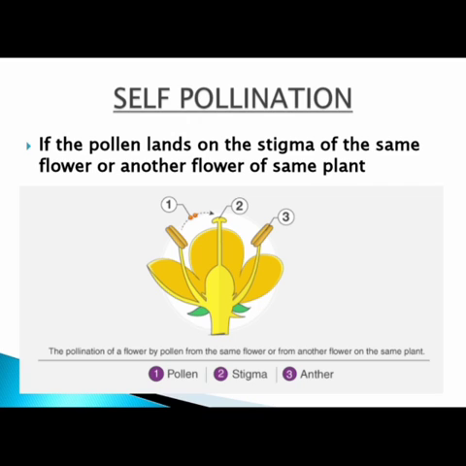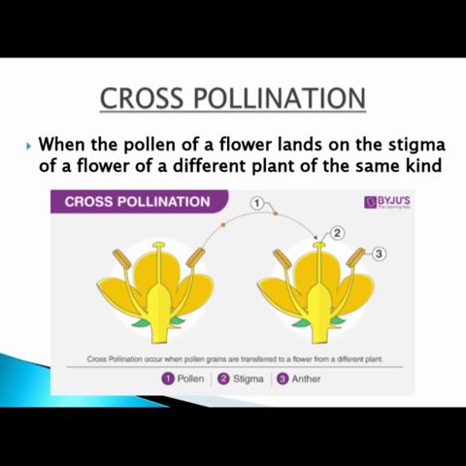Okay, in the picture you can notice, the first one is pollen grains, which is sticking to the stigma, that is the second one. The third one is the anther. Okay, so next is cross pollination.